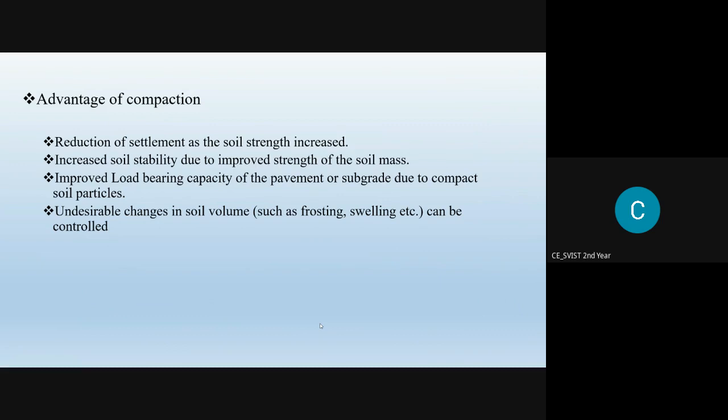The last one is undesirable changes in soil volume. What is that?